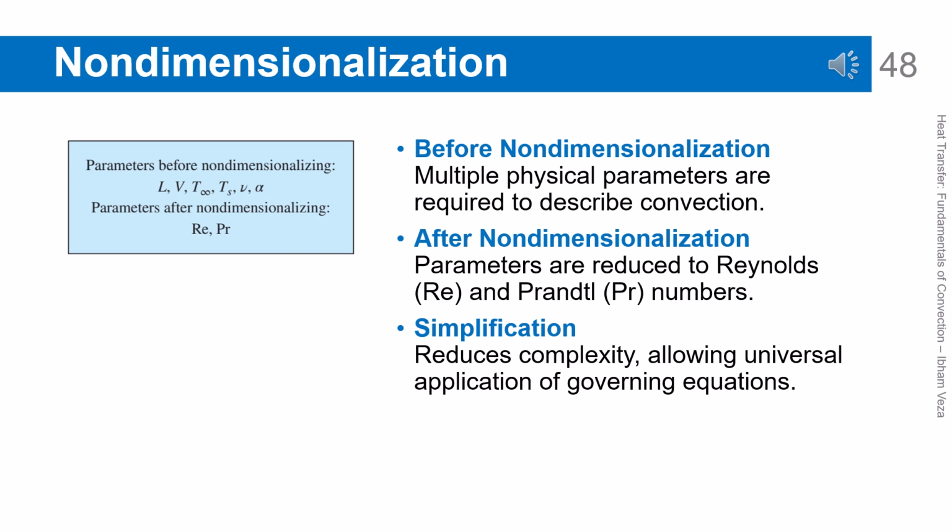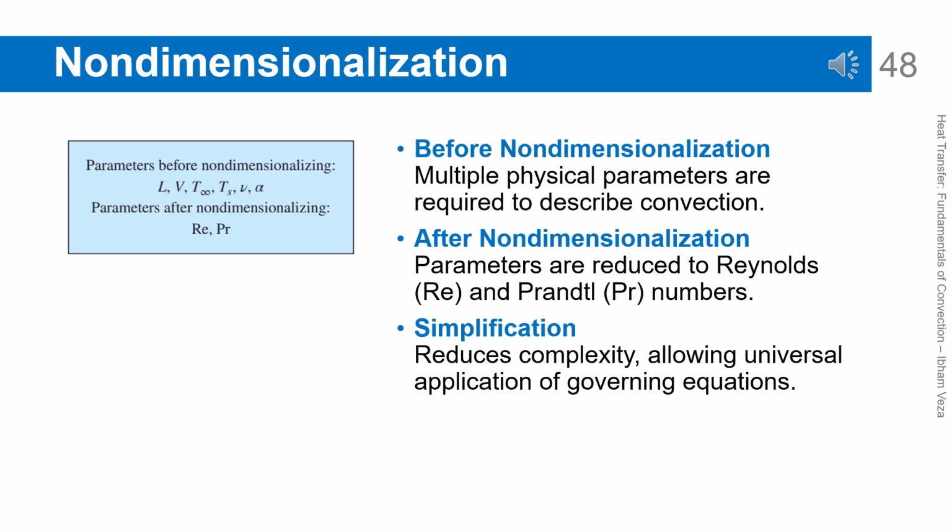Non-dimensionalization. Before non-dimensionalization, many physical parameters are required to describe a convection problem. By non-dimensionalization, the number of parameters can be reduced to a few key dimensionless numbers. This process usually leads to the Reynolds and Prandtl numbers as the main parameters.